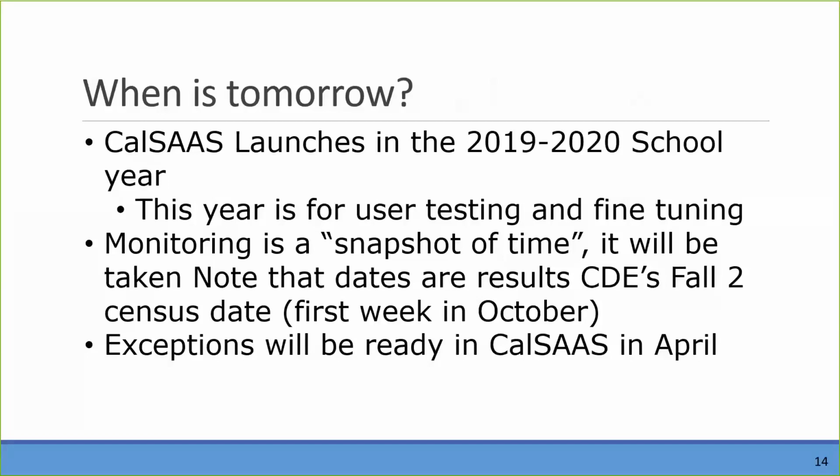So in the new system, it's important to note that monitoring is a snapshot of time. So there's the Fall 2 census date, which happens that first week in October. And that's true for the CalSAAS system, and that will be true for when we pull the data for the Commission's credential data. So we have had some people ask questions, well, it can take up to 50 days for a credential to be issued once the application is submitted to the Commission.